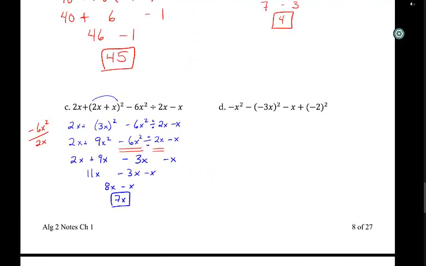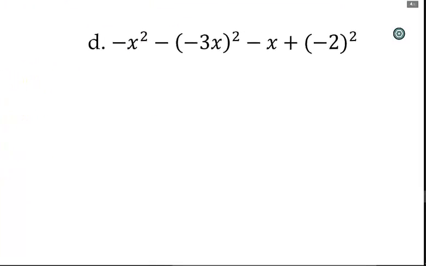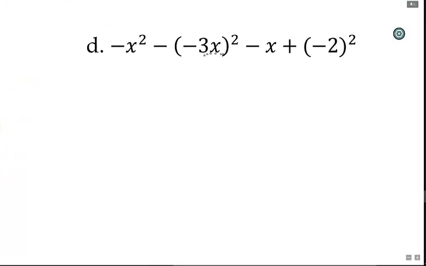Our problem D involves another squaring idea. So we're going to be squaring the opposite of 3x. I hope you realize that the opposite of 3x, when we square that, is going to be a positive 9x squared. Please notice that the minus sign carried straight down because it was outside the parentheses. Now we continue, and we have negative 2 squared. In the same way, that's going to be positive 4.